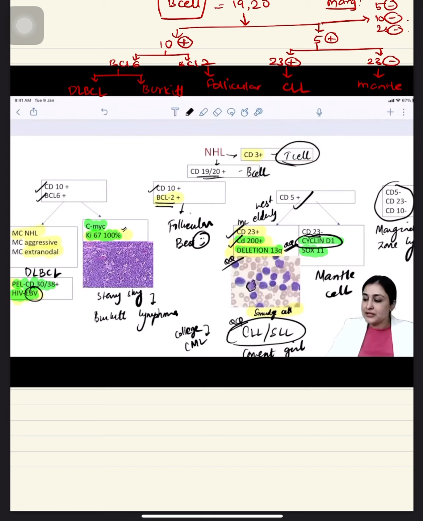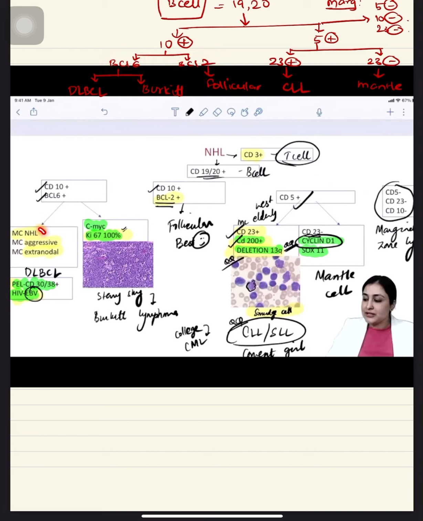So any B cell tumor will have CD19 and CD20 positive. So for B cell, you just see 19 and 20. Then after that you will see is it CD10 positive or CD5 positive. It can either be CD10 or CD5. If it is CD10, then see if it has BCL6 or BCL2. If it has BCL6 positive, then see what is this thing.